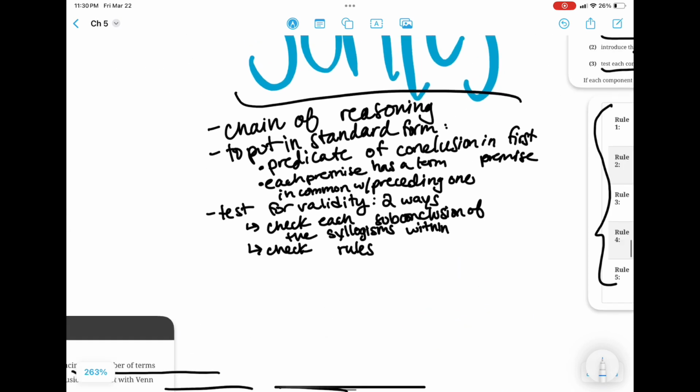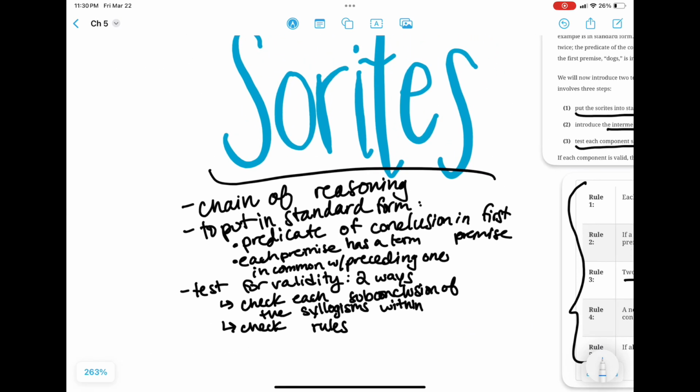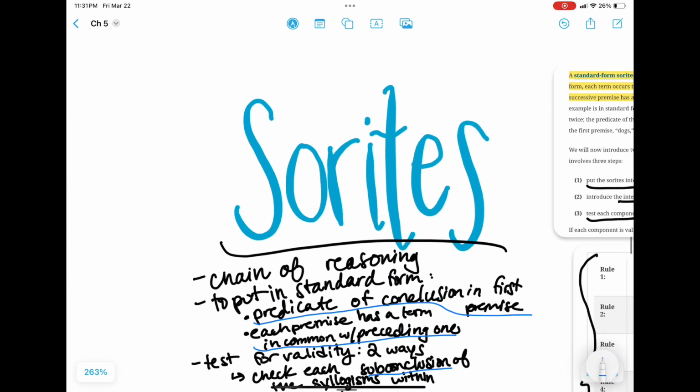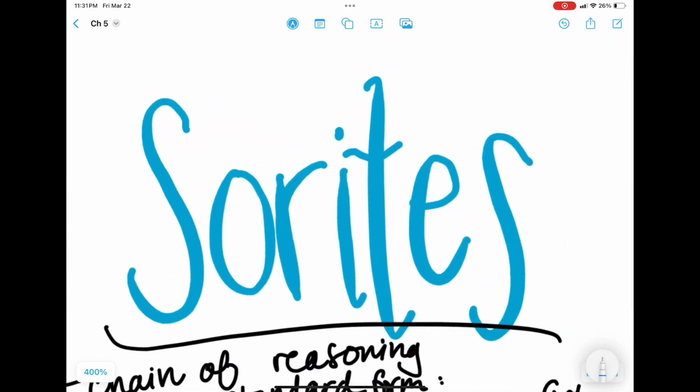Sorites can contain more premises than this one, so I encourage you to work through the examples in the textbook to get practice both applying the rules of Sorites as well as deriving sub-conclusions and checking them for validity using Venn diagrams. If you come across an example that you have trouble working through, please just let me know and I'd be happy to talk it through or make another video about that example.